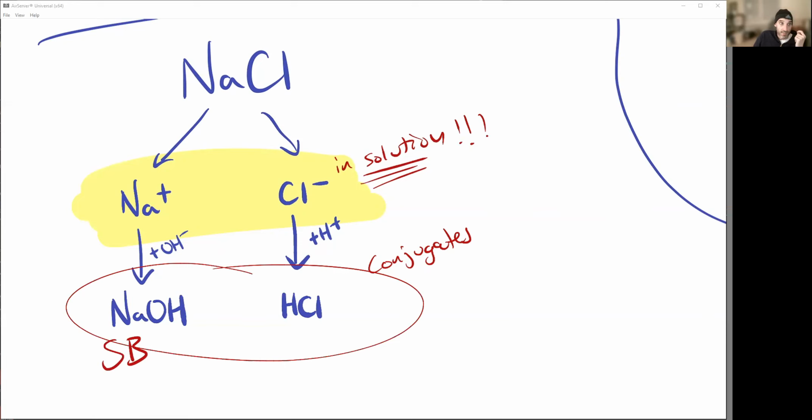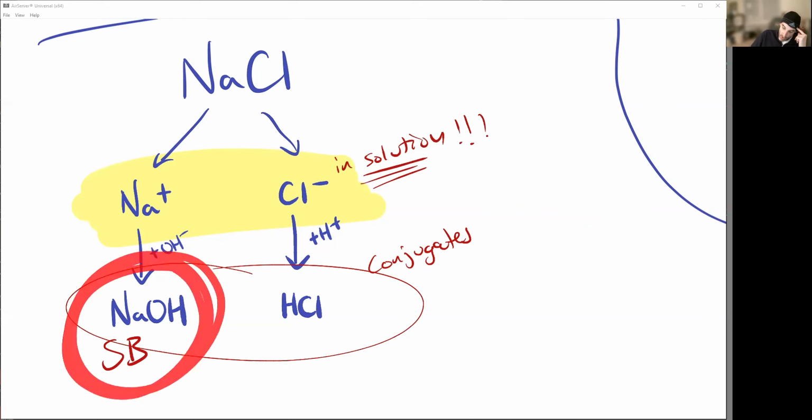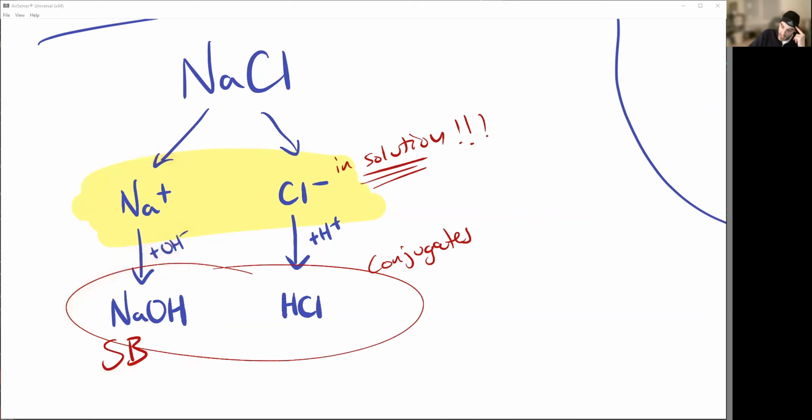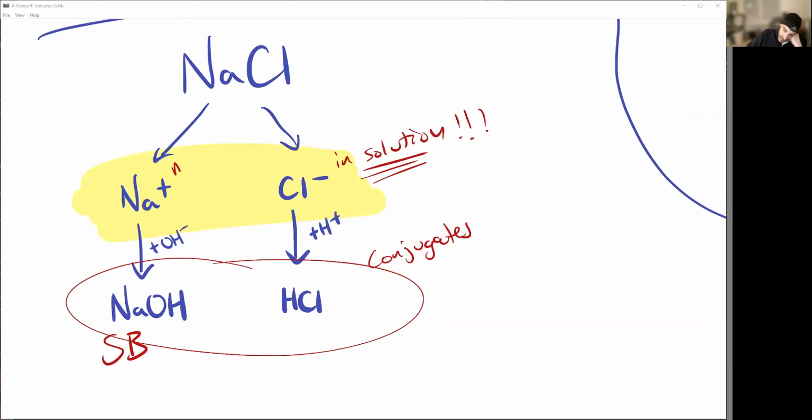Okay, so if NaOH is a strong base, what does that mean about its conjugate? This is the strong base, this is the conjugate, right? So what is Na's conjugate strength? If NaOH is a strong base, that means Na plus is negligible. It is a negligible acid. What does that mean? Sodium is not going to affect pH, so we expect it to remain neutral so far.